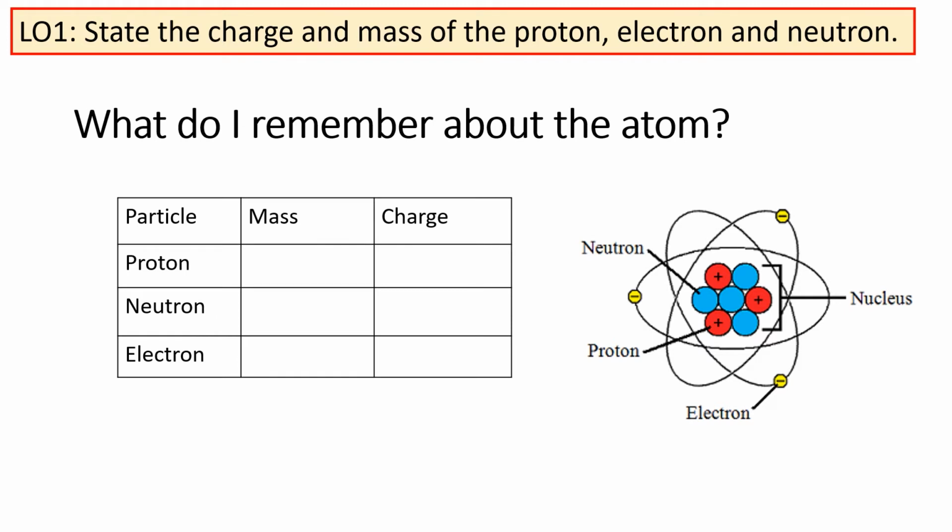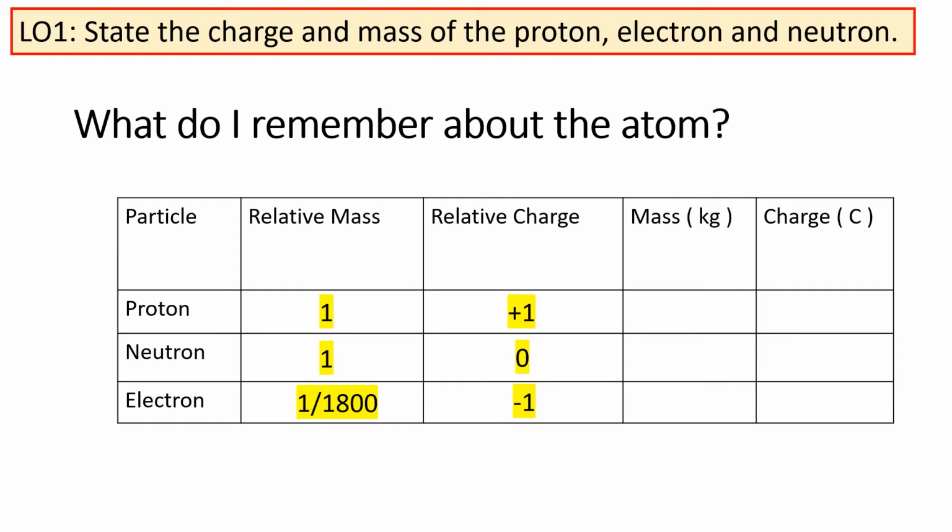You may have learned previously that the mass of a proton and a neutron is equal to 1, and the mass of an electron is 1 part in 1800 the mass of a proton. You also probably learned that the proton has a positive charge, the neutron has a neutral charge, and the electron has a negative charge. In many situations, however, it's much more useful to give the mass and charge in some unit. At the moment, we'll be sticking to SI units, that is, kilograms and coulombs.